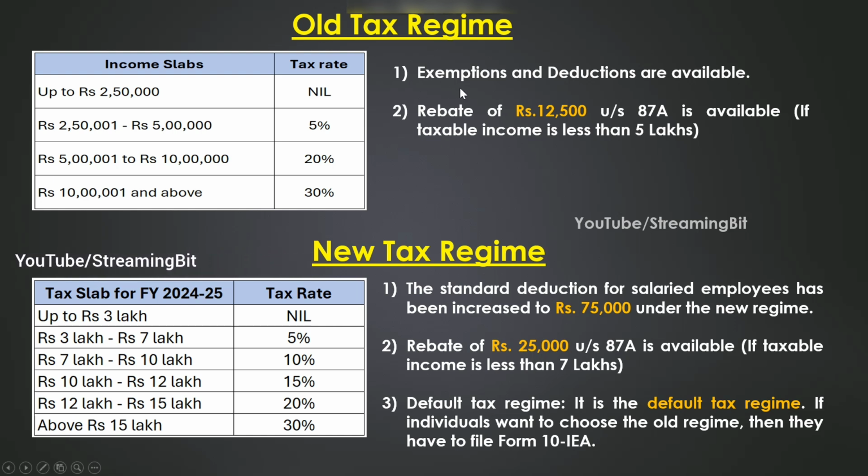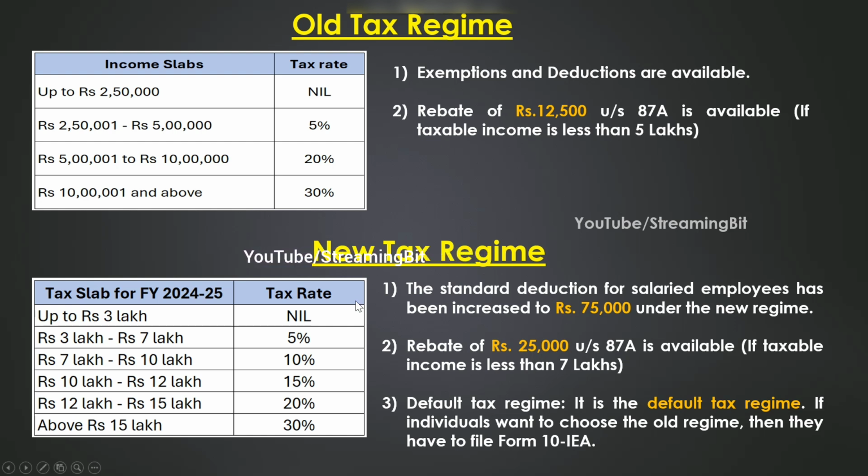There are exemptions and reductions that are available only under the old tax regime, which you can check out. There is a separate video that I have created to understand the different sections available under the old tax regime. Also, you have a rebate of rupees 12,500 under section 87A if your taxable income is less than 5 lakhs. Apart from this, there is a standard deduction available for salaried employees of up to 50,000 rupees. So by default, you will get 50,000 rupees as standard deduction under the old tax regime. So that's about the old tax regime.